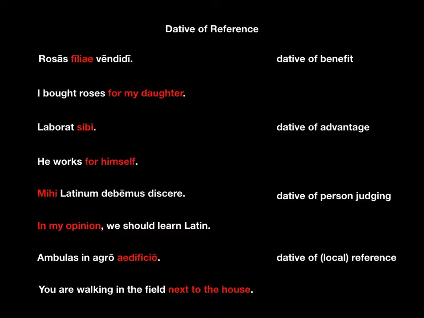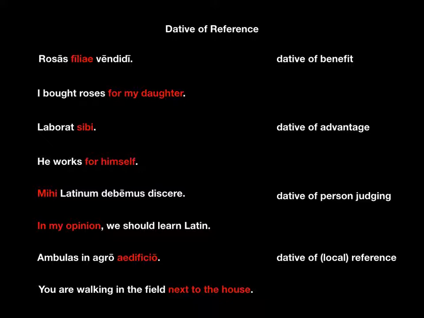So this first one, "rosas filiae vendidi," I bought roses for my daughter. So I bought them on behalf of her. I bought them for her benefit because she likes flowers. "Laborat sibi" means he works for himself. He works for his own advantage. He has a self-owned business, and whenever he works, he makes money for himself. That'd be a dative of advantage, and that's a kind of dative of reference.